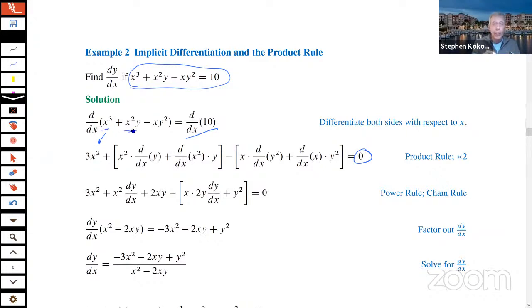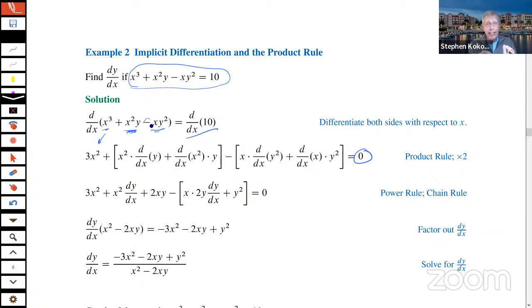That's 3x squared. I've actually got to take the derivative of both of those underlined terms using the product rule. So I tried to separate those in brackets so that you could see that a little bit more clearly. Here we go. Derivative of this: x squared times the derivative of y plus the derivative of x squared times y.